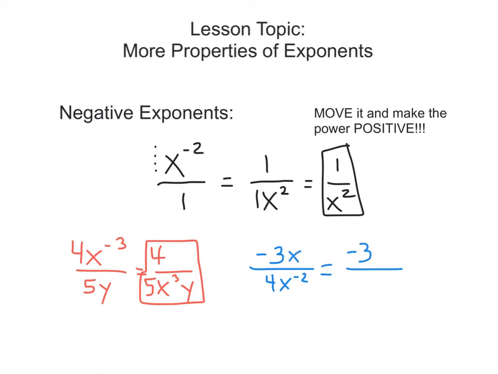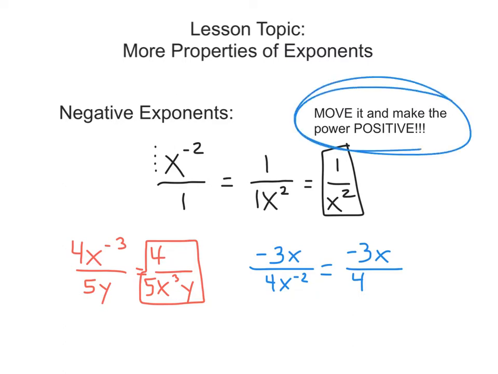X, we're going to keep that where it is too. It doesn't have a negative exponent. Down here, 4. 4 does not have a negative exponent. X to the negative 2. This has a negative exponent. So we need to move it and make the power positive. We move it to the numerator, x, and make the power positive 2. If you want to put a times sign in between there, right here, you can.